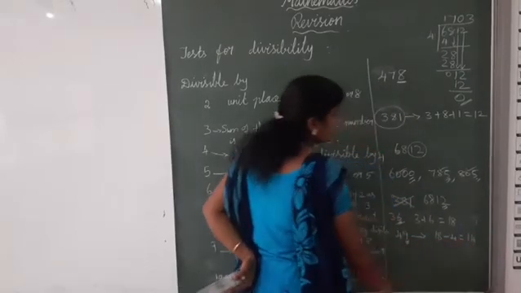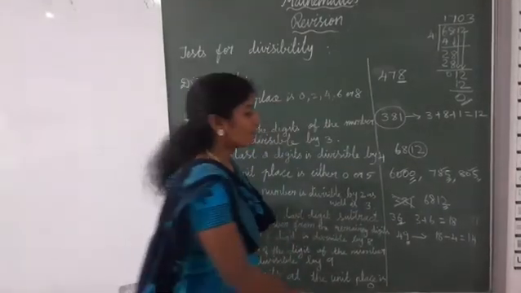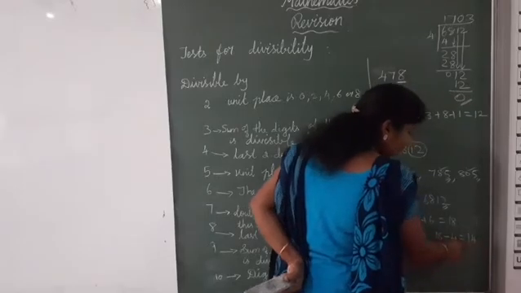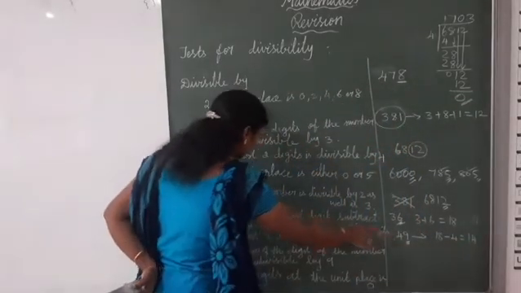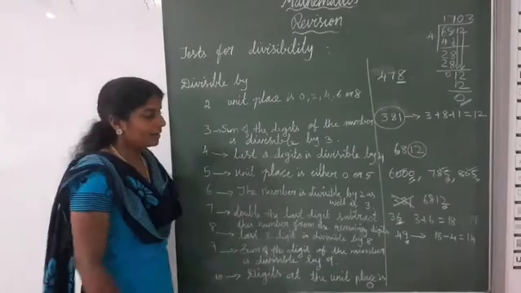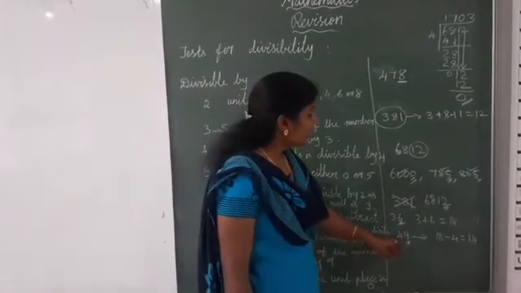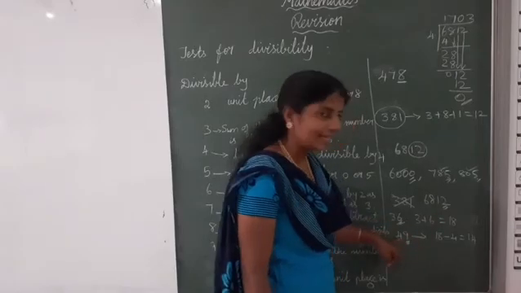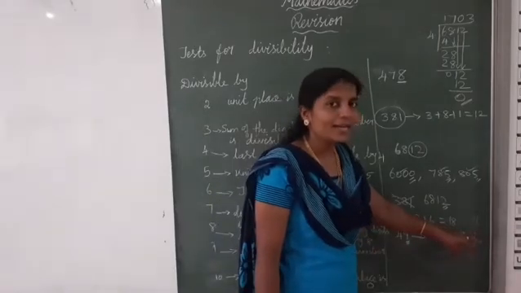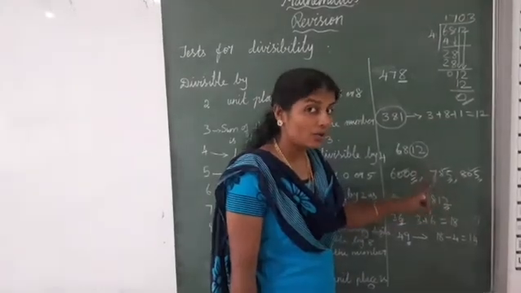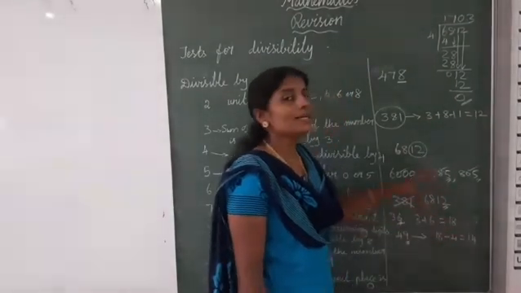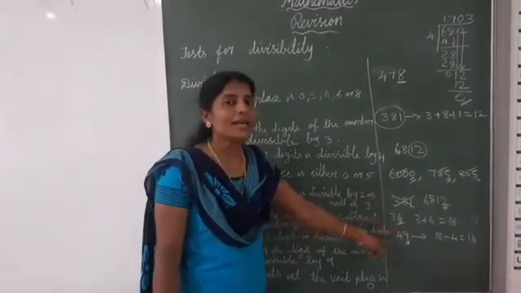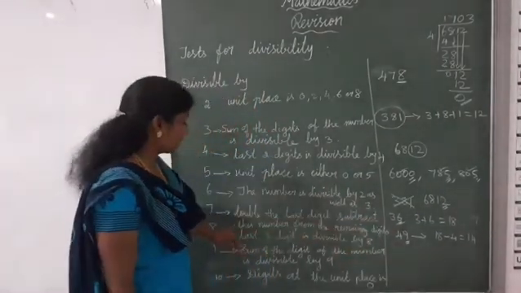Now we can say the 7 table. 7 1s are 7, 2 7s are 14. 14 is divisible by 7. So this number 49 is also divisible by 7. Okay. First we double the last digit. Then we subtract it from the remaining digits. If we get a number that is equal to 0 or divisible by 7, then that number is divisible by 7.